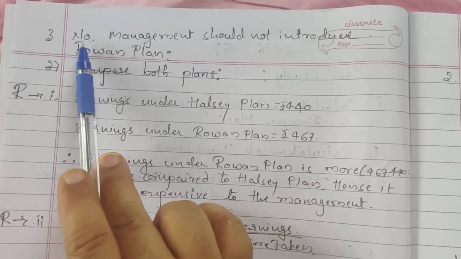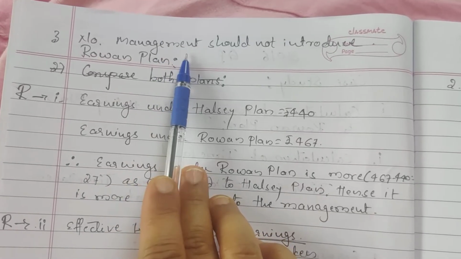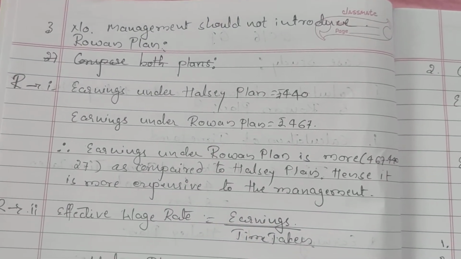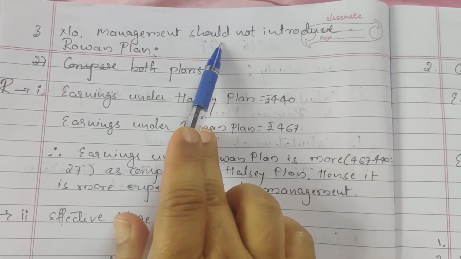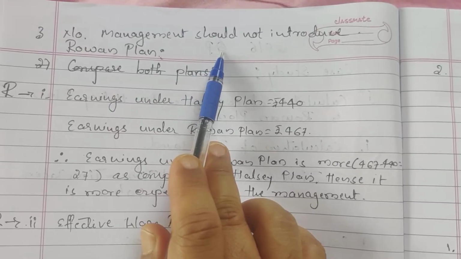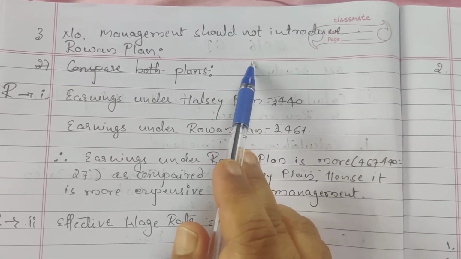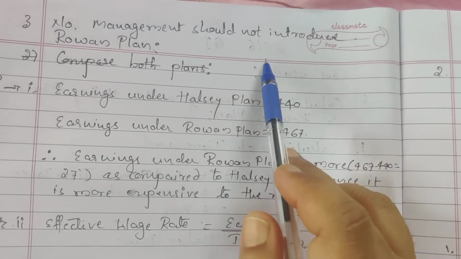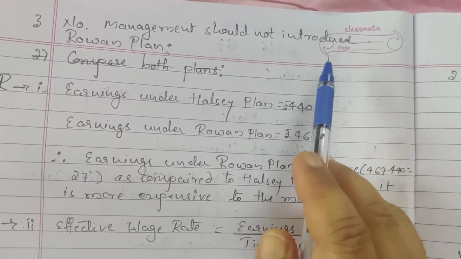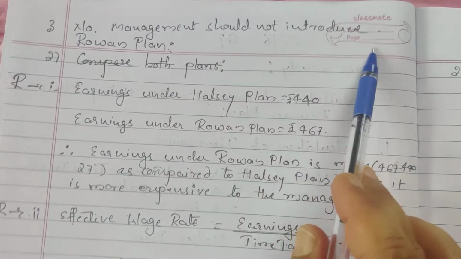So, your answer will be no. Management should not introduce the Rowan plan. Why? Because you are asked to give the answer from the management's point of view. As a management, you have to decide whether you are adopting it or not. Management will adopt the plan which is cheap or less costly for them. Therefore, they will adopt the Halsey plan. What will be your answer then? No, management should not introduce the Rowan plan.